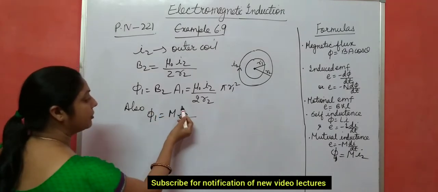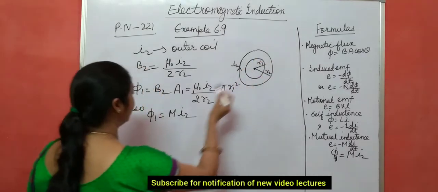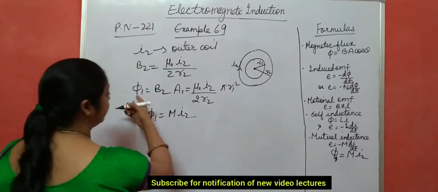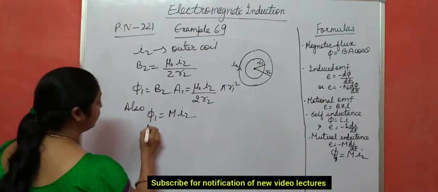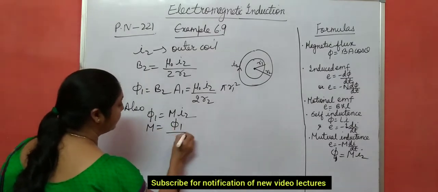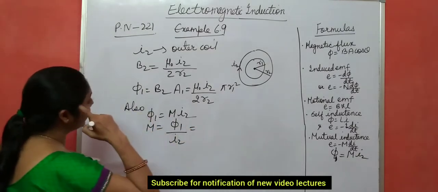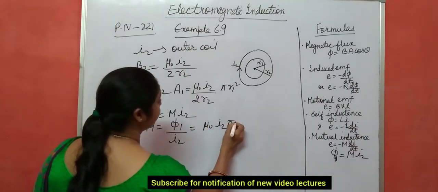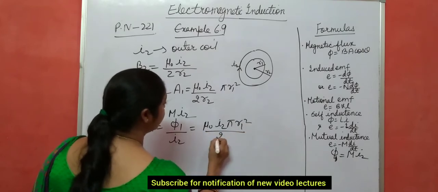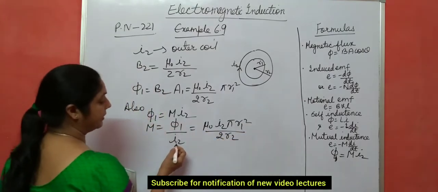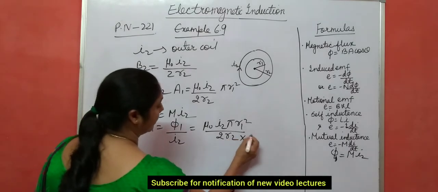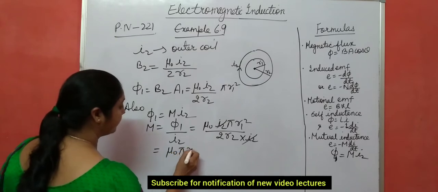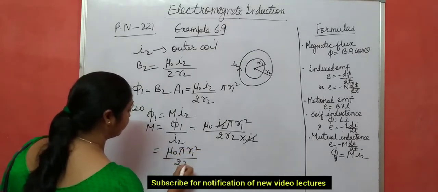Okay, the greater the amount of current flowing through this outer coil, the greater is the magnetic flux linked with this inner coil. And phi 1 you know. So from here we find M equal to phi 1 by I2. What is phi 1? This one: mu naught I2 pi R1 square by twice R2, divided by this I2. This I2 cancels. This becomes mu naught pi R1 square by twice R2.